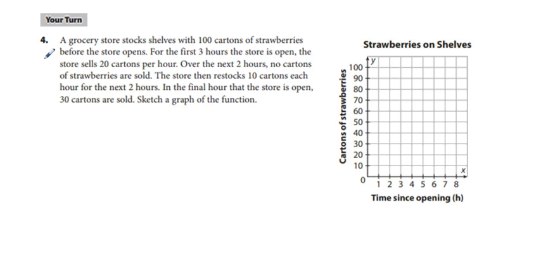Your turn. A grocery store stocks shelves with 100 cartons of strawberries before the store opens. For the first 3 hours the store is open, the store sells 20 cartons per hour. Over the next 2 hours, no cartons of strawberries are sold. The store then restocks 10 cartons each hour for the next 2 hours. In the final hour the store is open, 30 cartons are sold. Sketch the graph of the function.